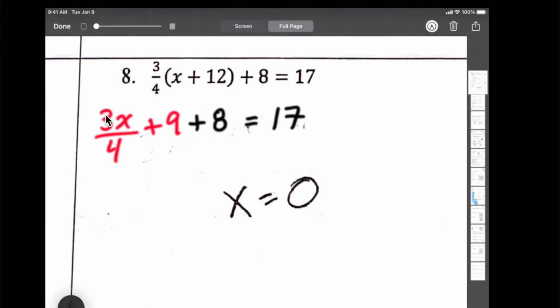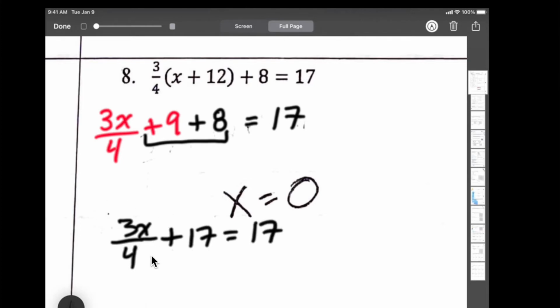Okay, so folks, how do we handle this? How do we handle this? Well, we have a fraction here. But we also have 2 constants here that we could combine. In math, if you're not sure what to do, what you know you can do, you know you can combine these. So let's do that. So now we're going to have 3/4 x, or 3x over 4, plus 17 equals 17.